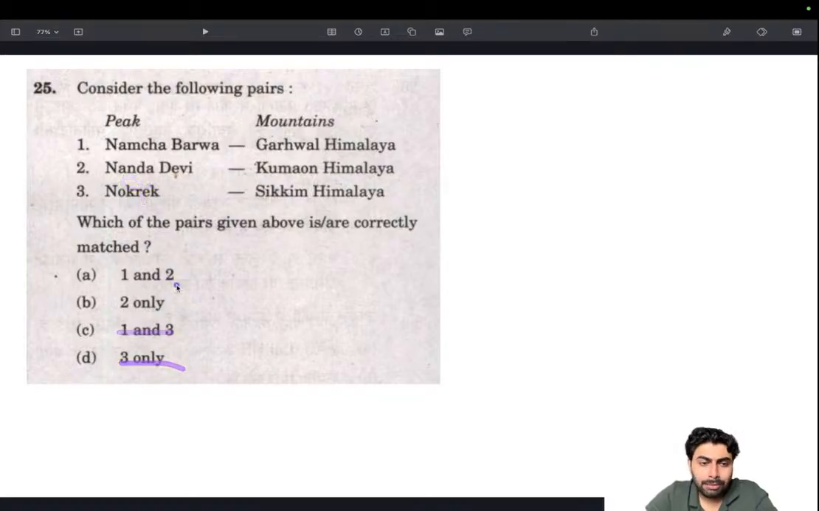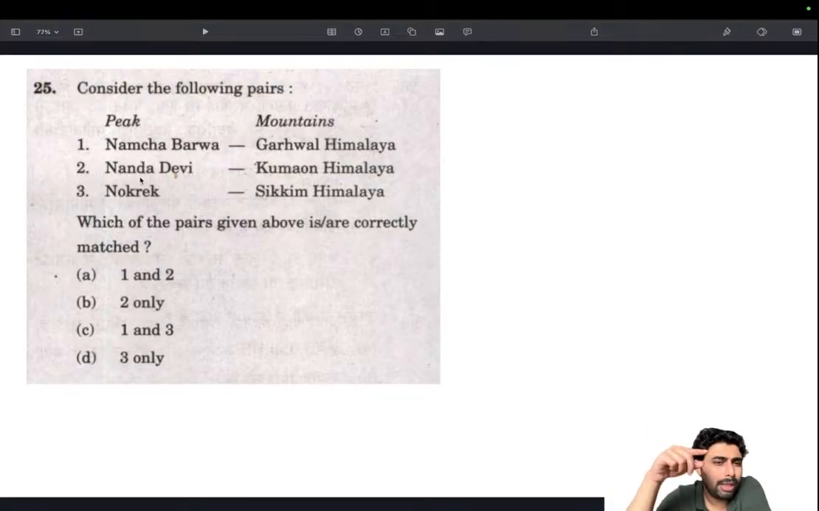And there I was left, 2 was right. Okay, Nanda Devi was okay. Namcha Barwa, Gadwal Himalaya. From the name of it, Namcha Barwa, of course we know that Namcha Barwa is in the eastern part of Himalayas, and Gadwal Himalaya is in the central or the western side of things. Gadwal is part of Uttarakhand, Himachal Pradesh, those areas. Kumaon also the same part. So Nanda Devi is in that region. Namcha Barwa is further east.